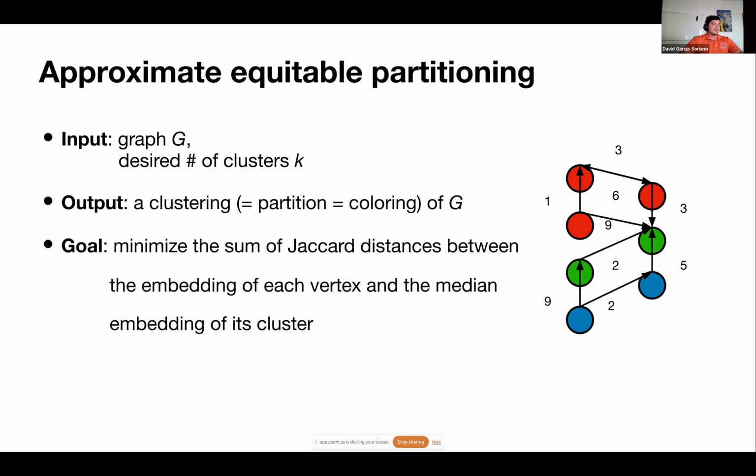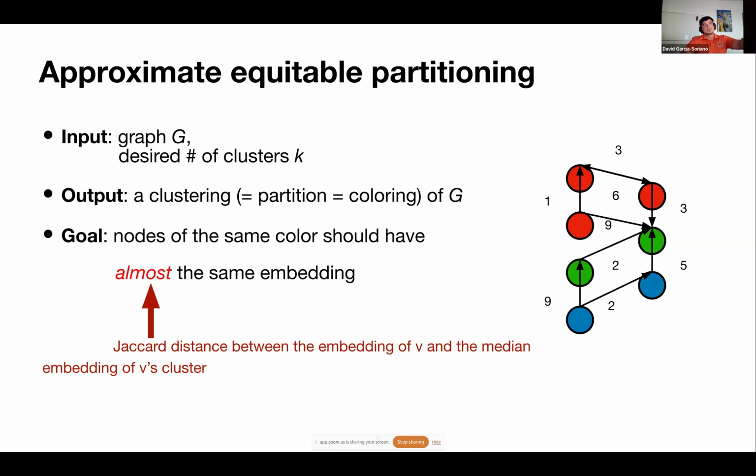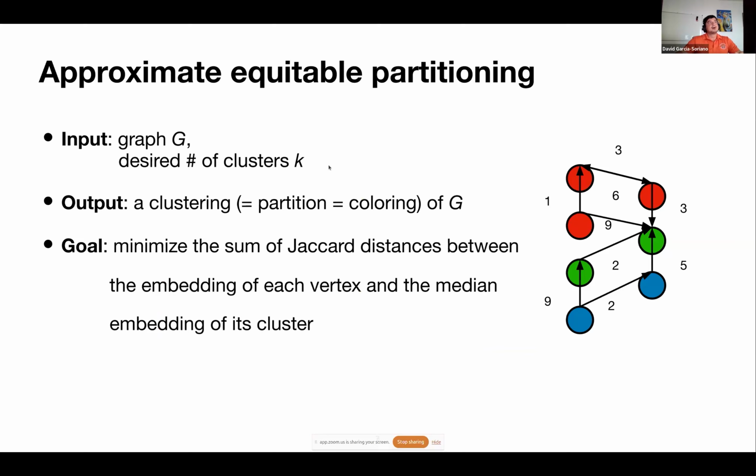Now, once we can do this, we need a global objective function. Basically, what I just described is how to measure the distance between the embedding of a single vertex and the median embedding of a cluster. But we can sum all these costs for all vertices, right? So our goal is going to be to minimize the sum of Jaccard distances between the embedding of each vertex and the median embedding of each cluster.